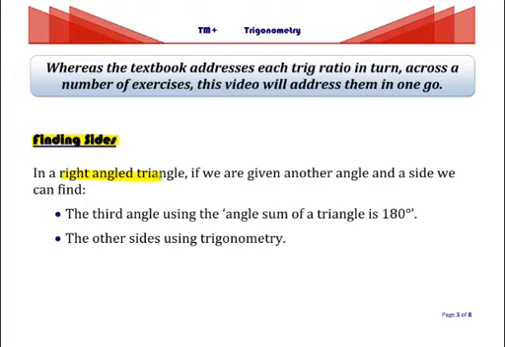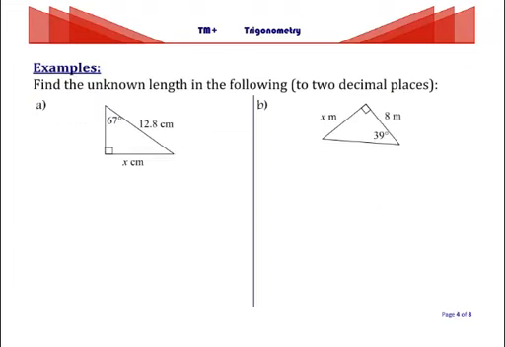Now, in a right-angled triangle, if we are given another angle and a side, we can find the third angle using the angle sum of a triangle, or the other side using trigonometry. So let's look at some examples here. It's got find the unknown length in each of the following to 2 decimal places. So what you need to do is you need to start by labeling your triangle.